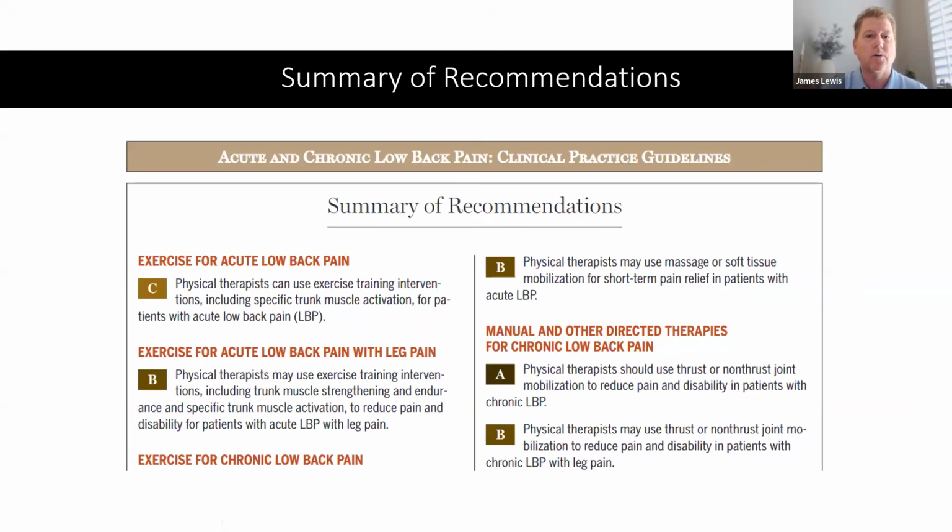You can see that it's got categories on there: acute low back pain, acute low back pain with leg pain, or even manual and other directed therapies for chronic low back pain. And this is probably the best place to start with a CPG if you're not familiar with them or haven't looked at them: just go to the summary of recommendations page and read through that. It does help introduce the material to you. And then as you go further into the actual CPG, the guideline, you'll get a little bit more definition in how they came up with these grades.